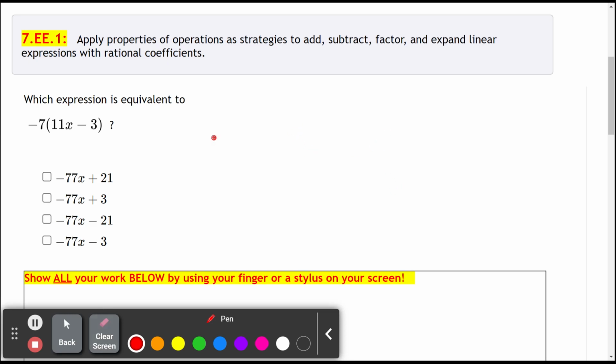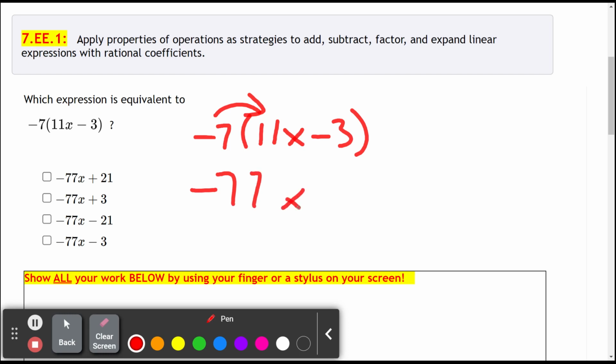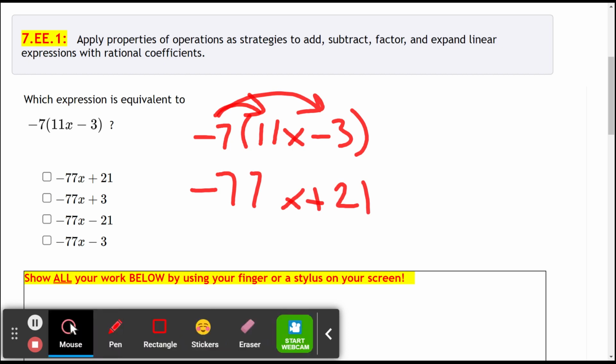Okay, so negative 7, and then we have 11x minus 3. So we have to distribute that negative 7. That's negative 7 times 11x is negative 77x, and negative 7 times negative 3 is positive 21. And so which one is that one? That is this one. I think that's it.